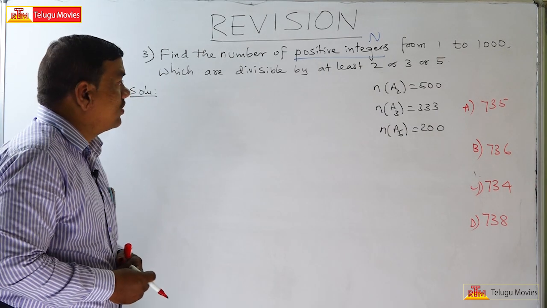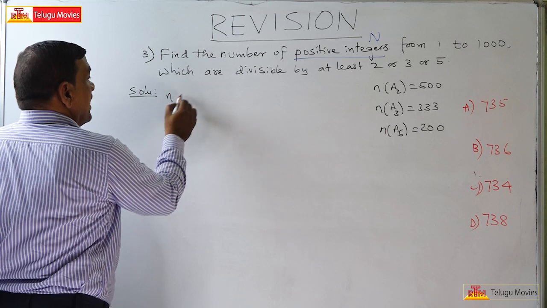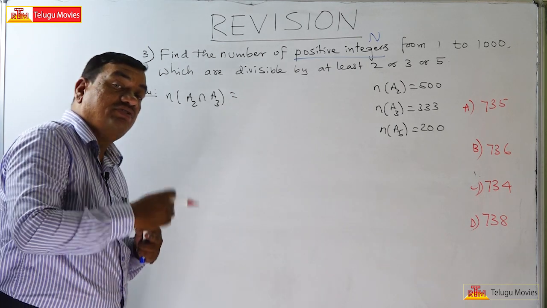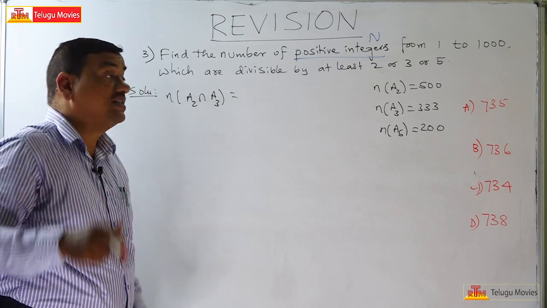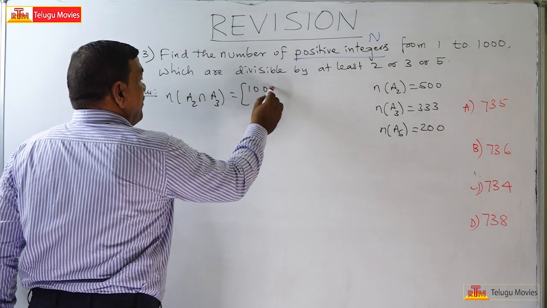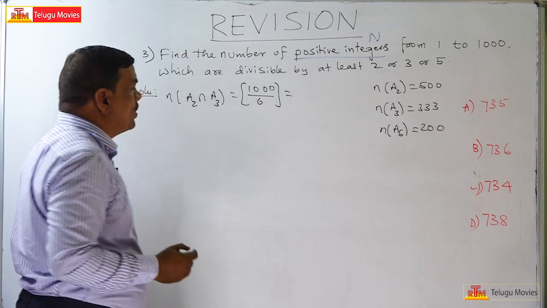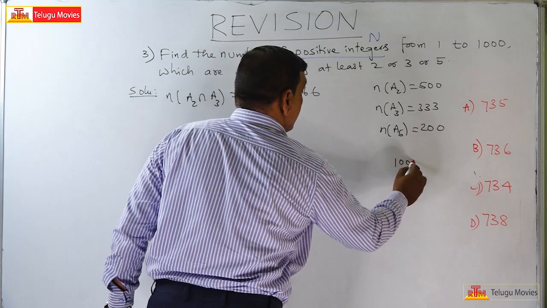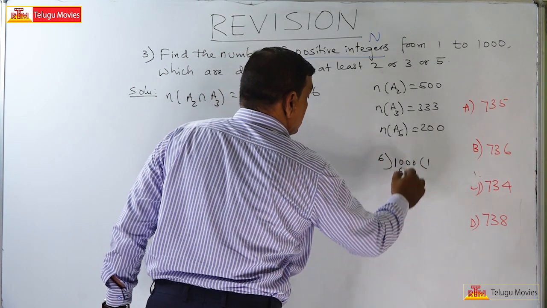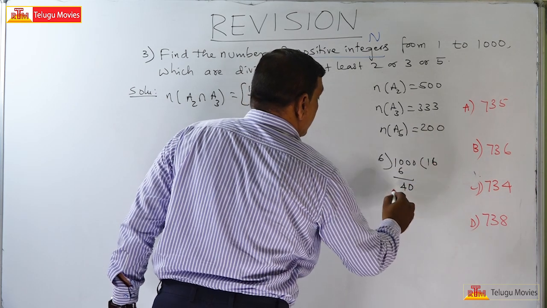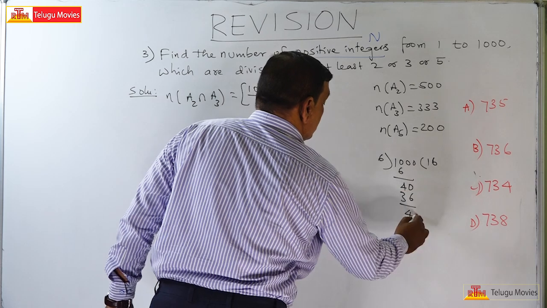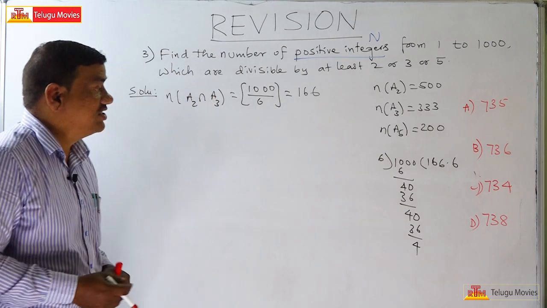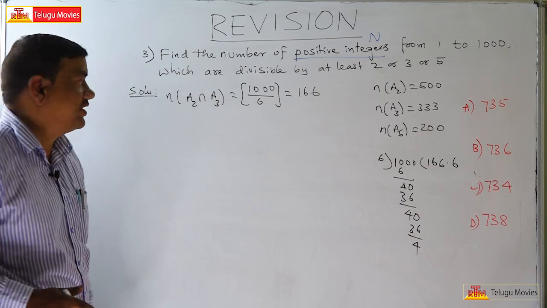Welcome back to calculation. So here now we have to find out n of A2 intersection A3. That means the number of elements which are divisible by both 2 and 3, so it should be divisible by 6. That is equal to floor of 1000 by 6. If you divide 1000 with 6, you will get 166. If you want to check it, 6 ones are 6, 4 remains; 6 sixes are 36, 40, 0; 166.666 will come. Floor means we will take 166.